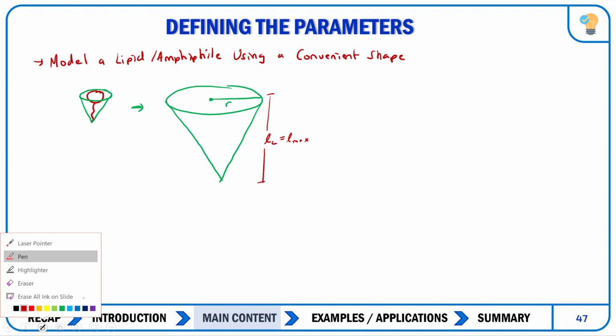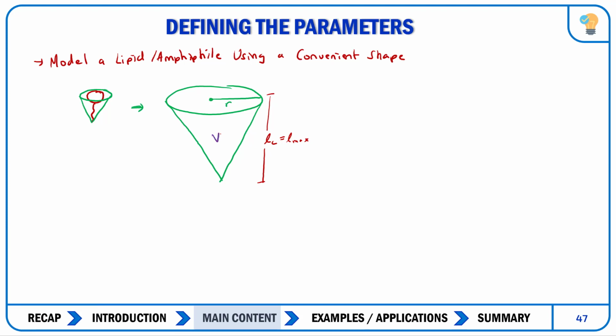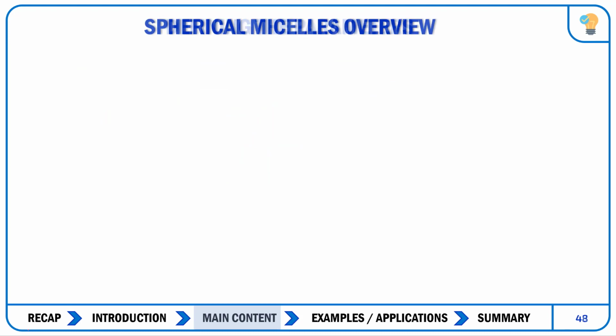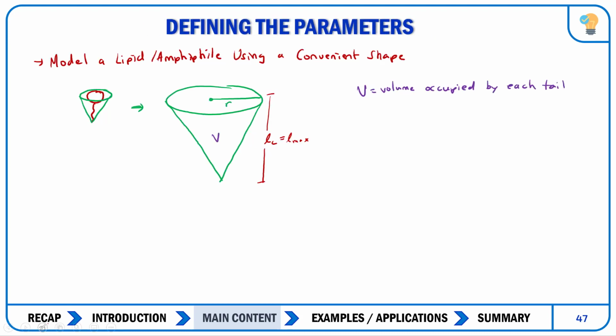Then you have V representing the volume of each tail. So V is the volume occupied by each tail. You have L max being the maximum tail length. You have R being the radius of the head group.